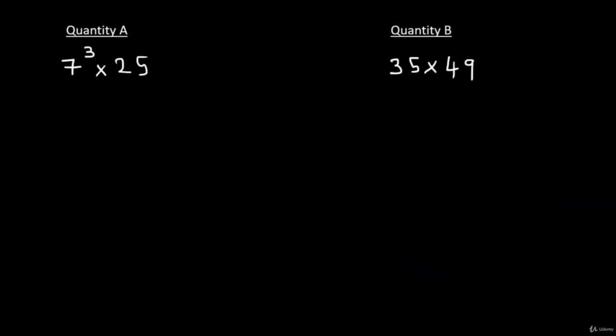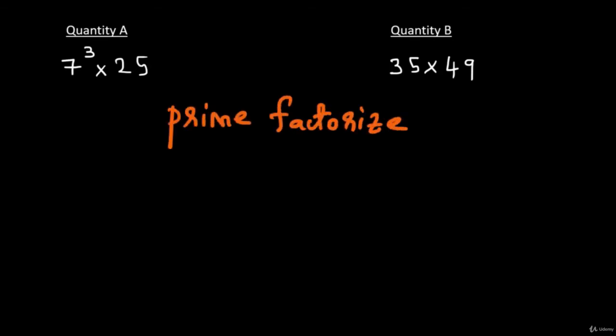Let's do this question. Quantity A is 7 cube into 25 and quantity B is 35 into 49. Alright, pause the video, give it a try, and then let's do it together. Alright, we are back. I hope you have given it a try. Now to proceed with this question, do prime factorization, right? That's how you simplify these type of expressions, right?